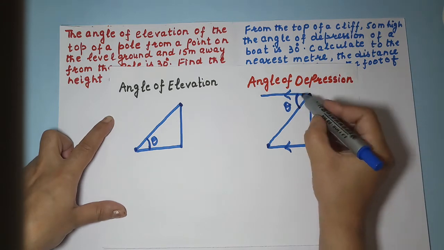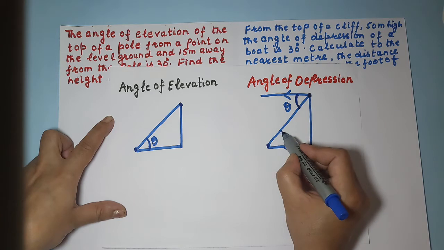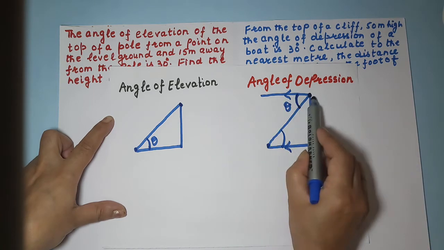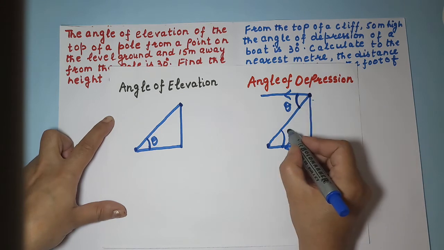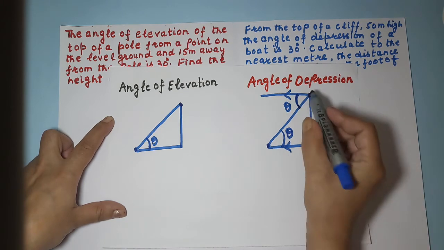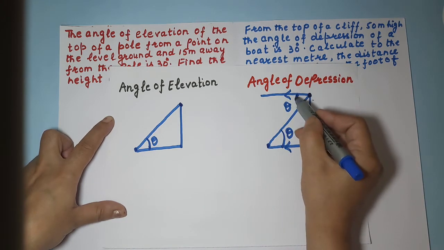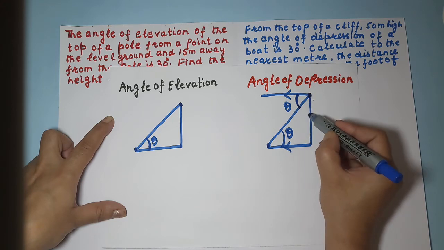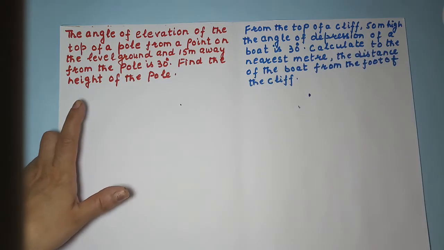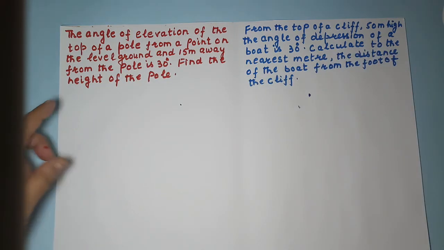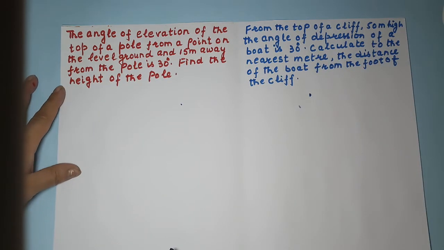So, then what happens? This angle is equal to this angle. Why? Because this line is parallel to this line, and then this angle is theta. This will also be theta. Remember, this is the angle of depression, not this, right? Now, we will use this concept in the questions. Let's solve some questions based upon heights and distances.